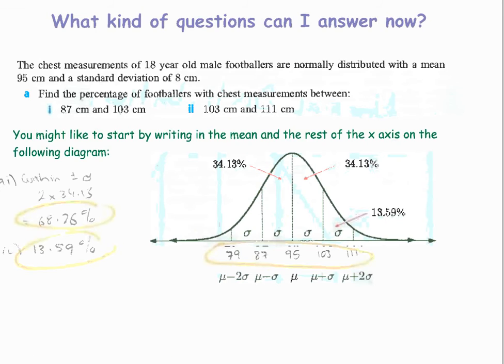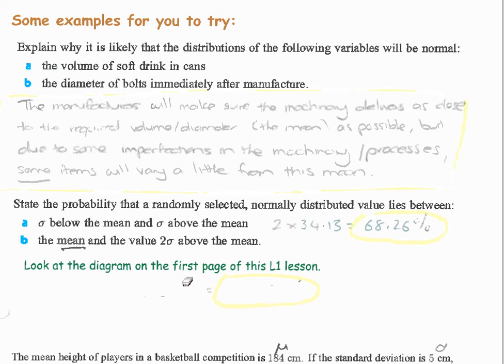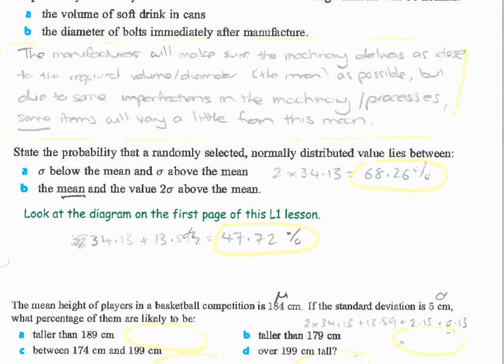So try to think how you would show that working out. I've crossed something out there. 34.13 plus 13.59. Add it together in your calculator. You get 47.72% exactly. So it's all seeming reasonably logical so far, but let's try to apply it to a few more questions.